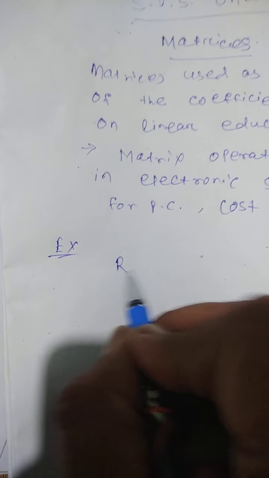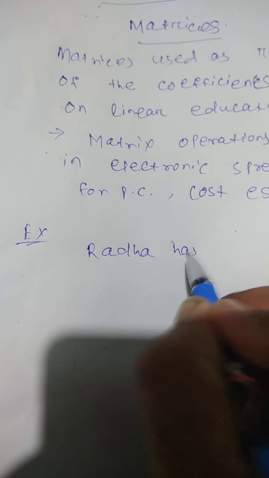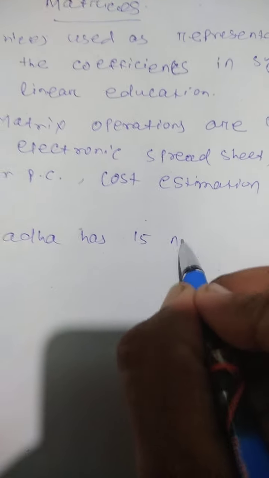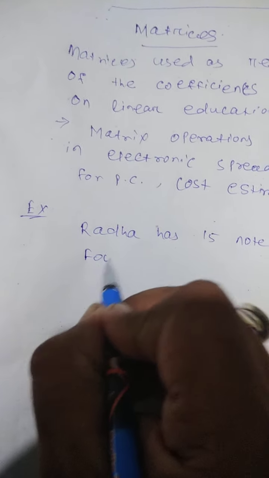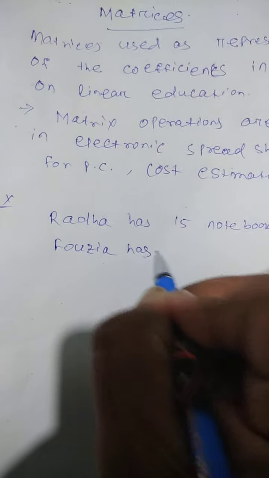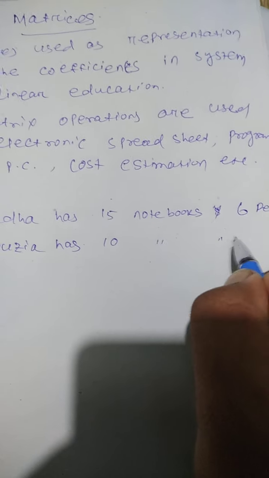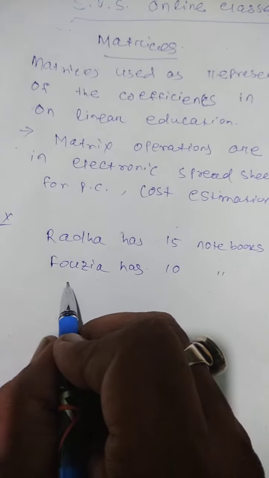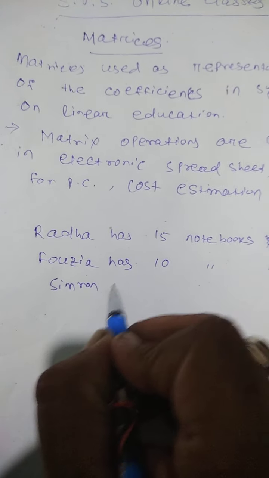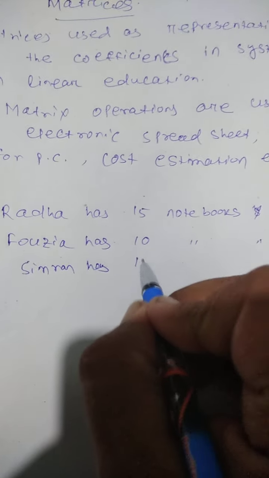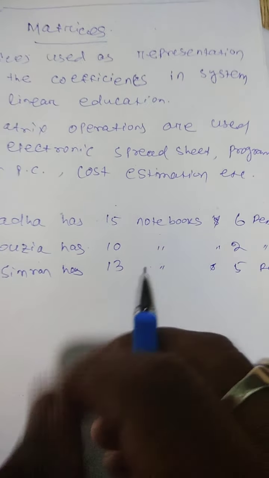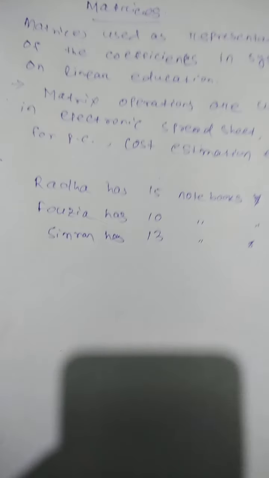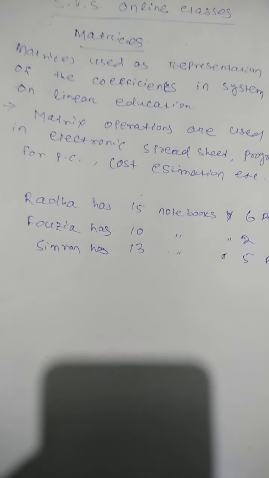Suppose Radha has 15 notebooks and 6 pens. Fauzia has 10 notebooks and 2 pens. Simran has 13 notebooks and 5 pens. Clear? Now we can write these in matrix form or in tabular form.